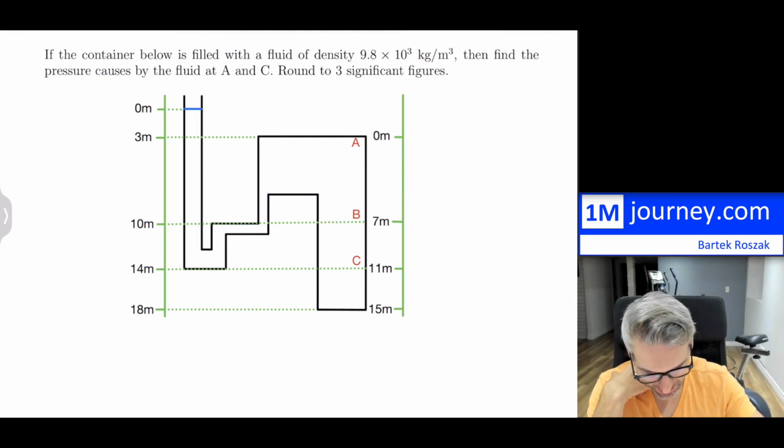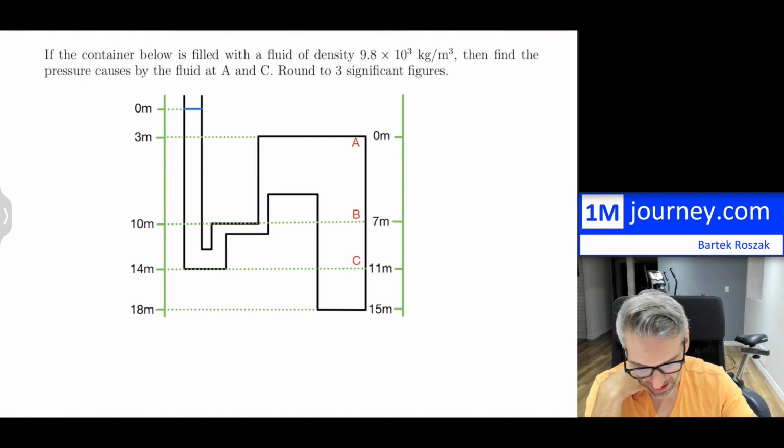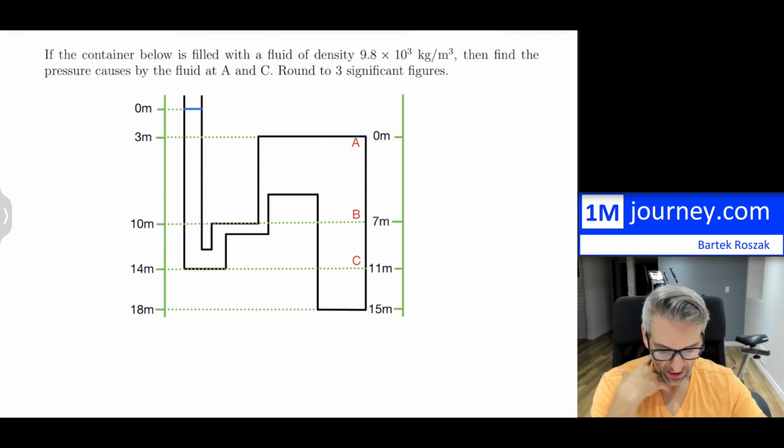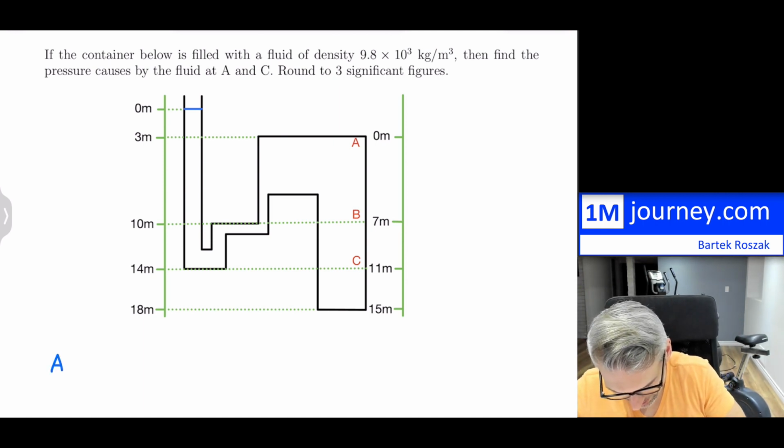Now what it's asking us, so here's the density of the fluid, and then it says find the pressure caused by the fluid at point A. So this is point A right here, all the way at the top, and then point C right here, which is, I guess, all the way over here. And this is where the trouble comes in, because let's do point A first.